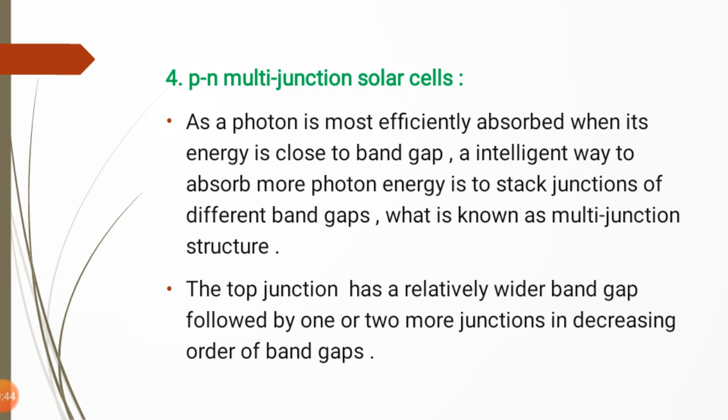The top junction has a relatively wider band gap, followed by one or more junctions in decreasing order of band gaps. As we have seen, the top material, that means the material present at the top of the solar cell, should have a wider band gap, and below that there is a decreasing band gap order. So this is the arrangement in the p-n multi-junction solar cells.